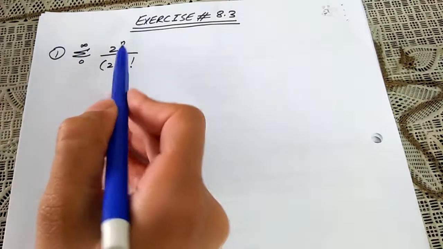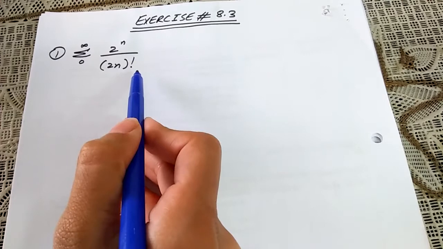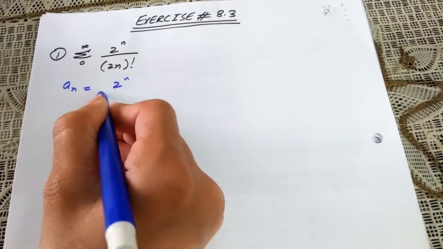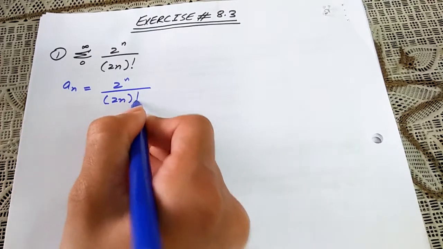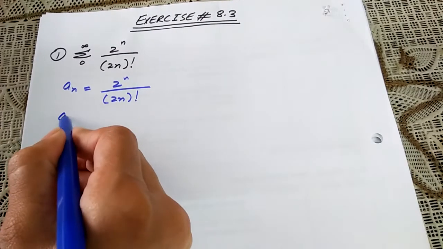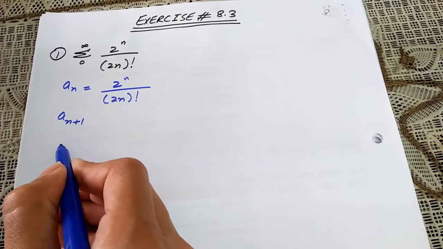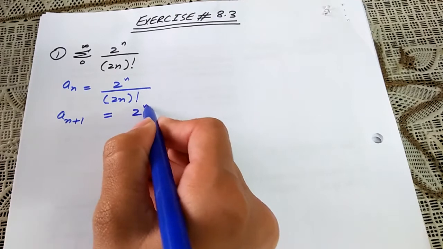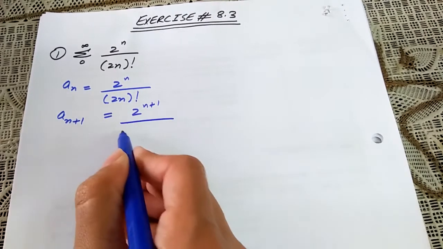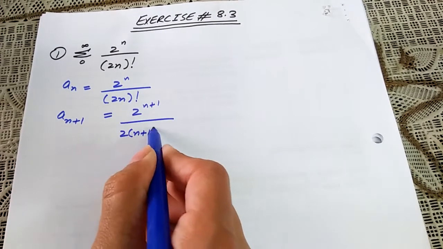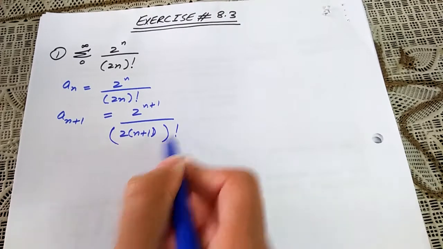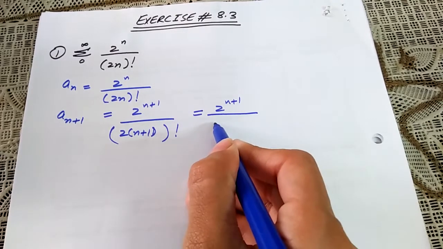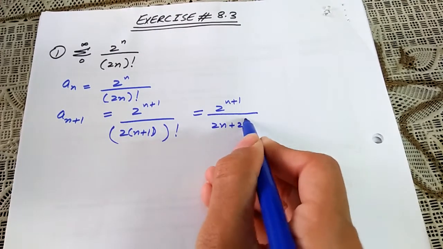Summation from 0 to infinity of 2^n over (2n) factorial. Here your a_n is 2 raised to the power n over (2n) factorial. Find a_(n+1). Now you have to replace your n with n plus 1. So this will become 2^(n+1) divided by (2(n+1)) factorial, which equals 2^(n+1) divided by (2n+2) factorial.